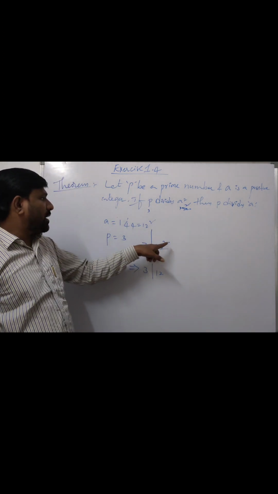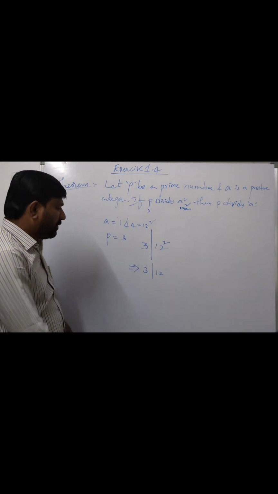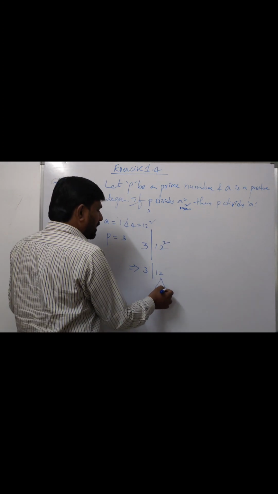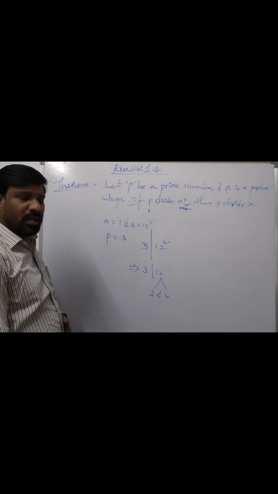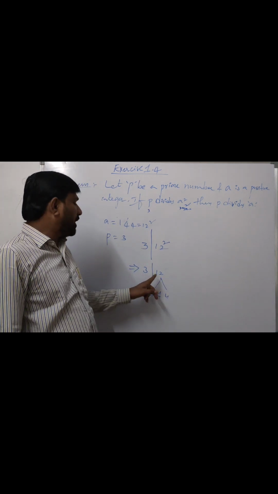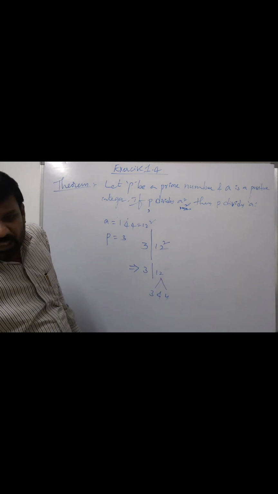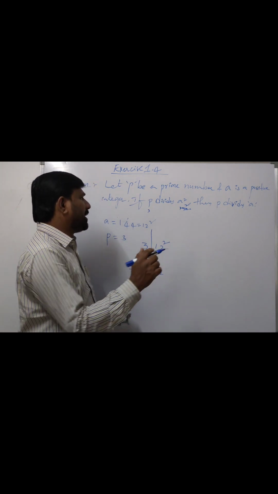Here 12 square means 12 is there, right? So 3 should also divide 12. Will 3 divide 12? Yes. The factors of 12 are 3 and 4, right? So definitely, as 3 is a factor of this, it divides by 3. Isn't it?